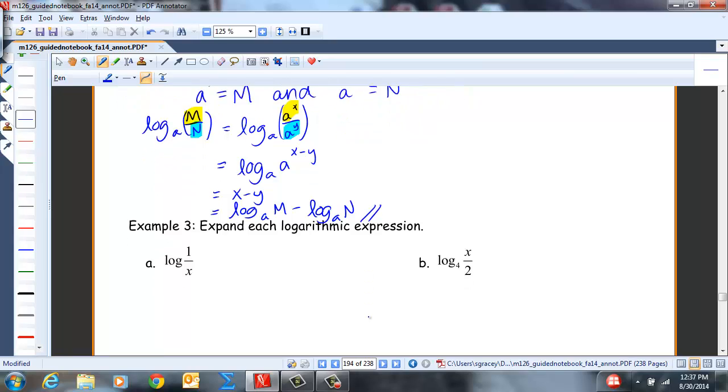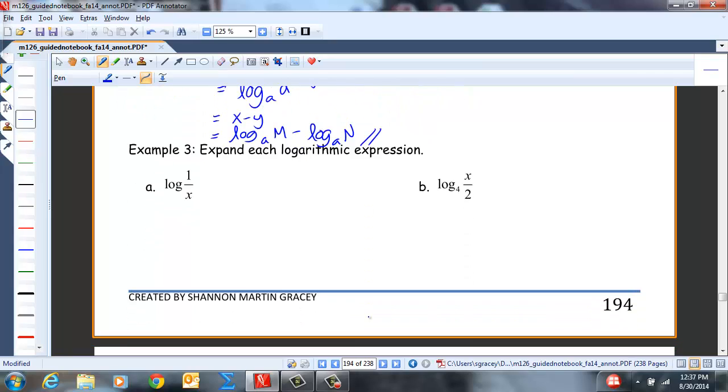Okay, so let's practice. Expanding, we'll have log 1. So what base does that log have? Good, it's the common logarithm, so it's base 10. So that'll be log 1 minus log x. But what is log 1? Good, 0. So at the end of the day, we'll get negative log of x.